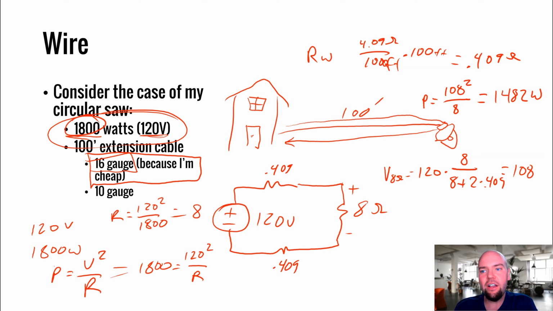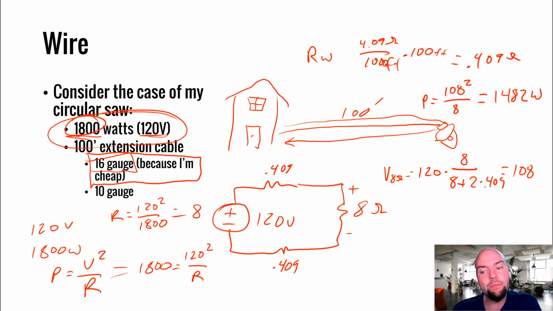So my saw that should have been getting 1,800 watts is now getting, let's see what percentage of it that is, 80% of its power. Because of my extension cord choice, it's at 80% of its rated power.